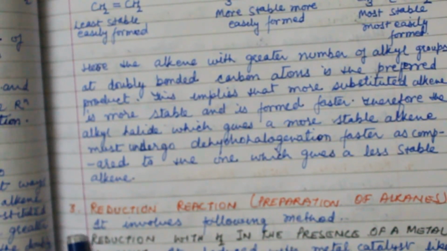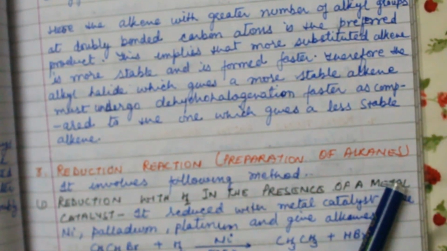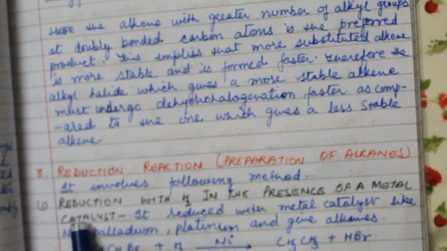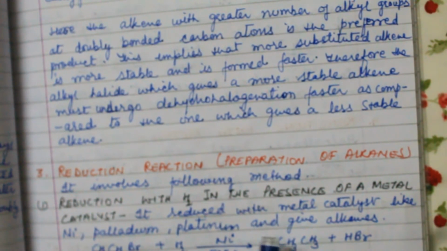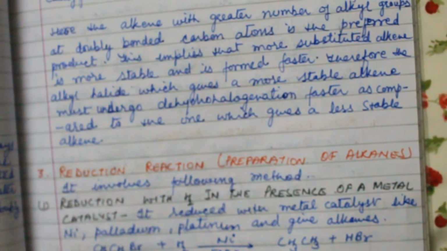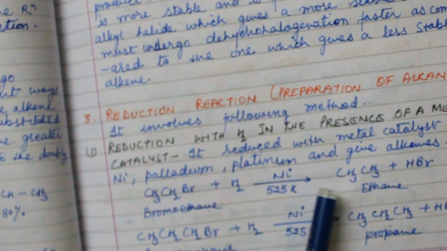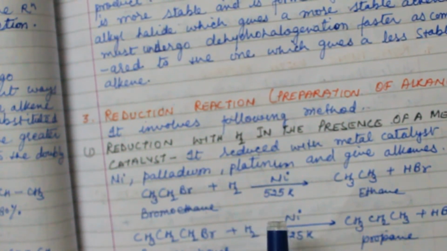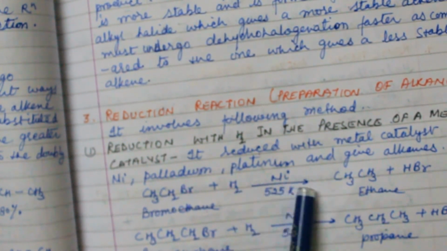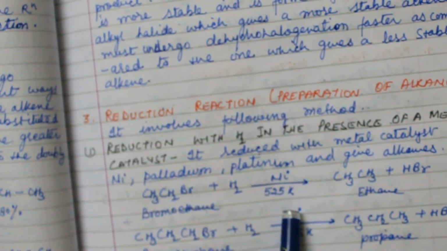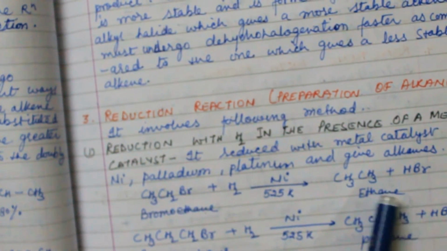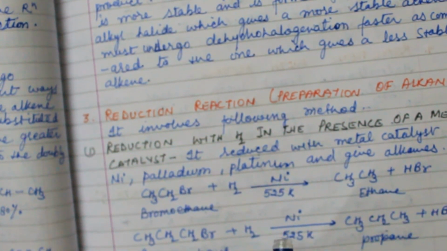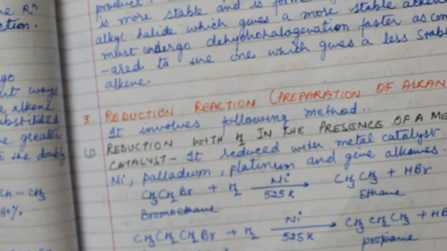Now the next topic is reduction reaction, that is preparation of alkanes. It involves the following methods. The first method is reduction with H2 in the presence of a metal catalyst like Ni or platinum, which gives alkane. Here the catalyst is on the arrow, and at 525 Kelvin when this bromoethane reacts with H2, it forms ethane. Again in this reaction, this is bromopropane, the same process will take place.